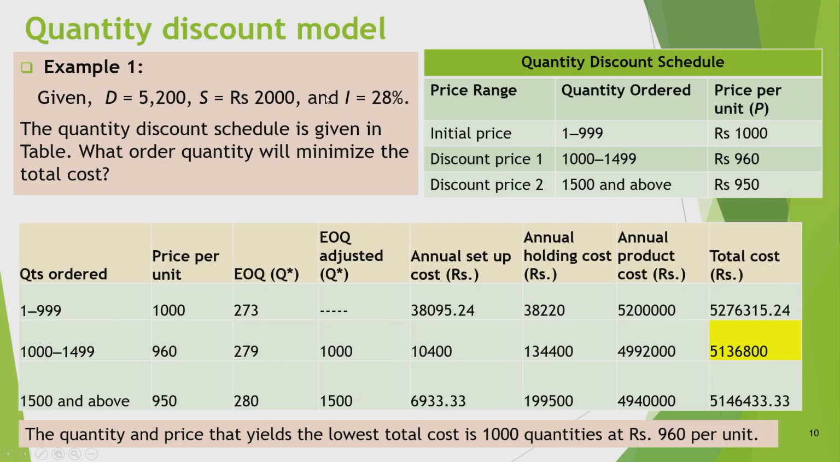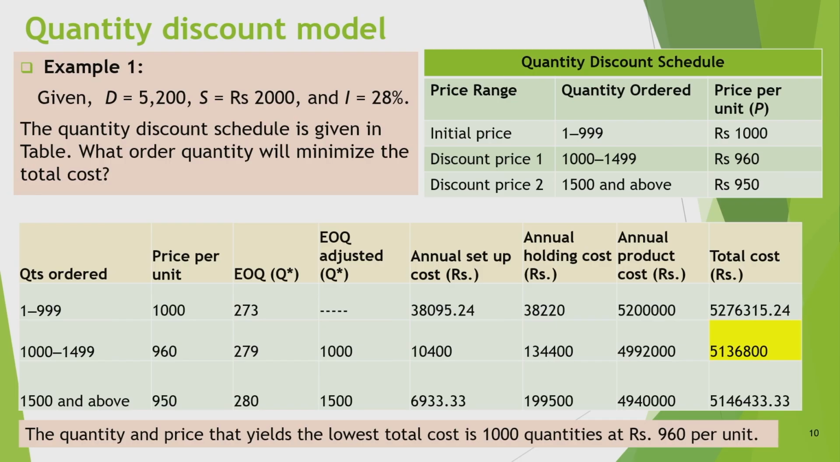Based on the lowest total cost, make the decision whether to go for that one or not. So, I am giving an example. Example 1: suppose D is equal to 5200, S is equal to rupees 2000, I is equal to 28%. Now, the quantity discount schedule is given in the table. This time the base price is rupees 1000 only, but the first discount I have given is 960, and the other discount is 950. Some values have been given differently just for the change.